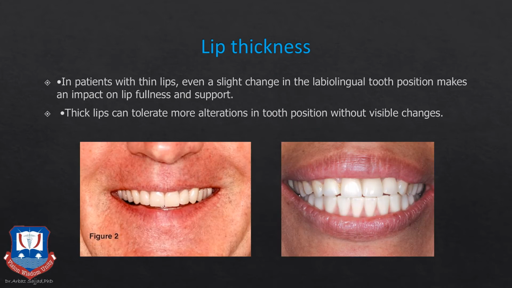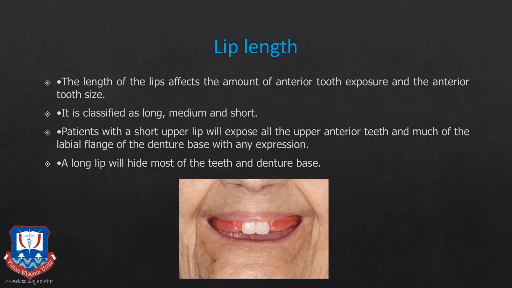So here we can see next is the lip thickness. In a patient with thin lips, like in this figure on the left side, we can see that the lip is hardly showing, and in such cases placing the teeth too far labially will result in the stretching of the skin over the lip and will compromise the aesthetics. Whereas in case of thick lips, they can tolerate the alteration of the tooth position more easily without any visible changes. Now coming to the length of the lip.